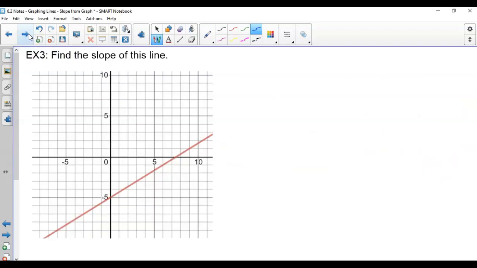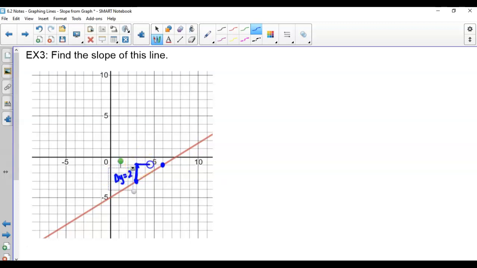Alright, here's another example. We need to find the slope of this line. Now, I will tell you, it is easier to find the slope if you pick points that are close together. So, for example, if I pick this point right here and this point right here, it's going to make it a little bit easier to find the slope of the line. So, if I'm thinking about change in y, that's my vertical change. I'm going to start at this point right here. Vertical change, I'm going up 2. And so that's my change in y.